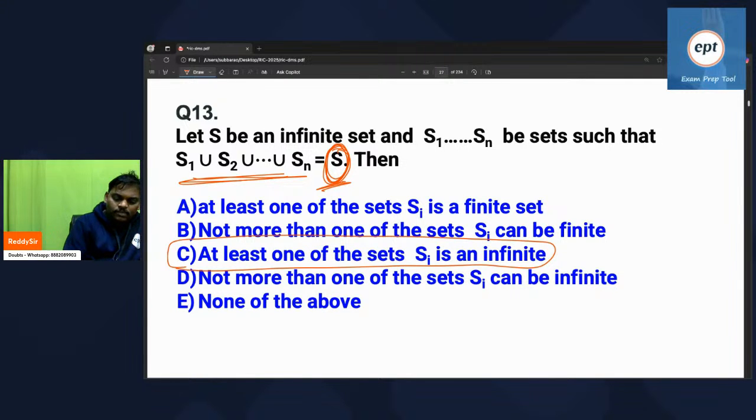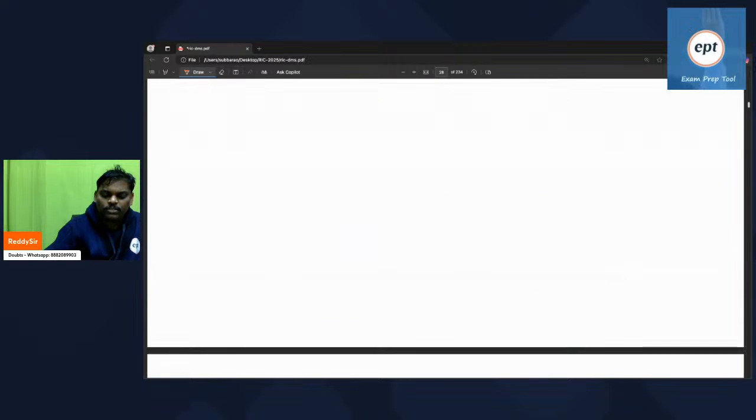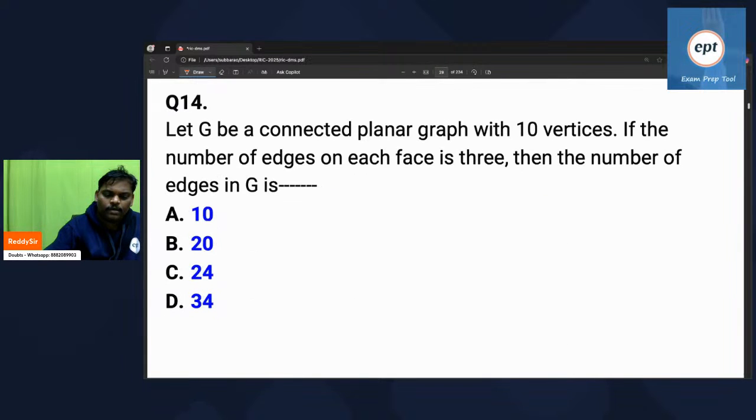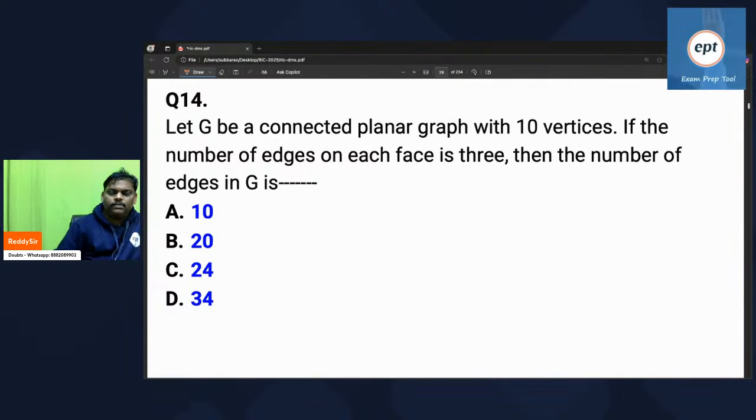It's a very simple problem. Let's go to next. Can you go ahead? What is the answer for this? Everyone try.